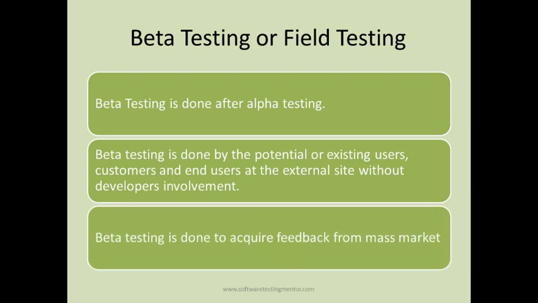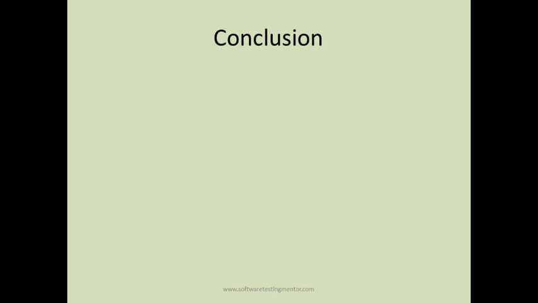Beta testing is done to acquire feedback from the mass market, because alpha and beta testing are done mostly for commercial off-the-shelf software. So they are done to acquire feedback from end users, the actual mass market.